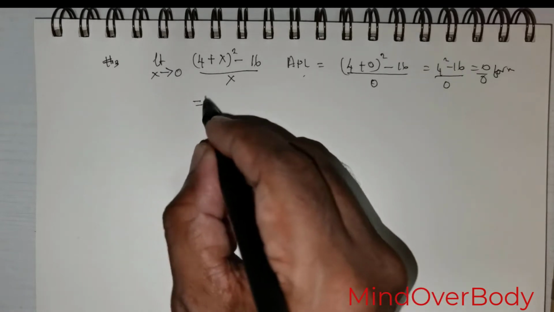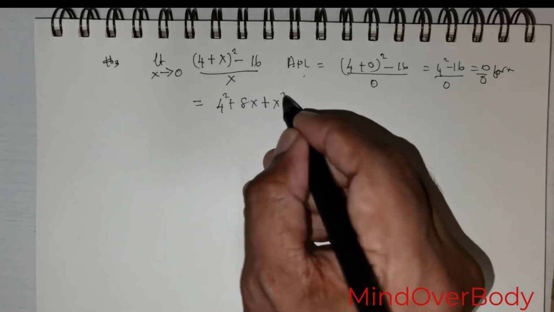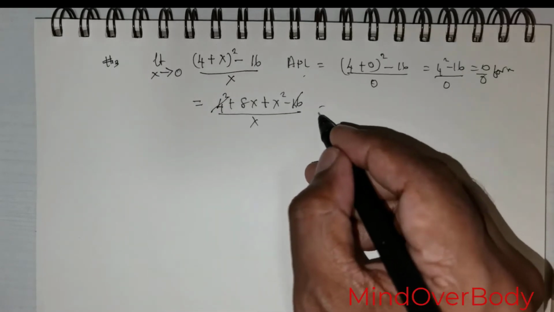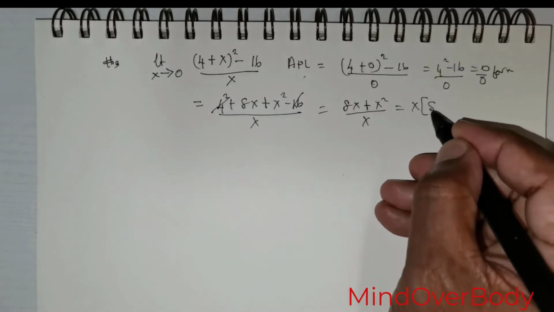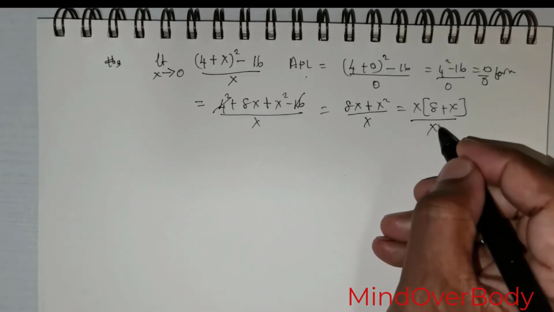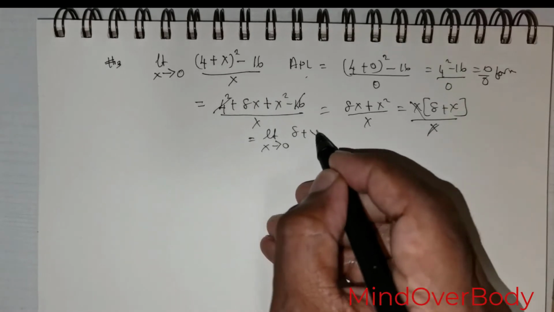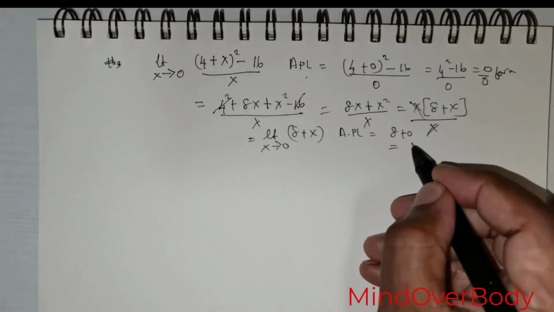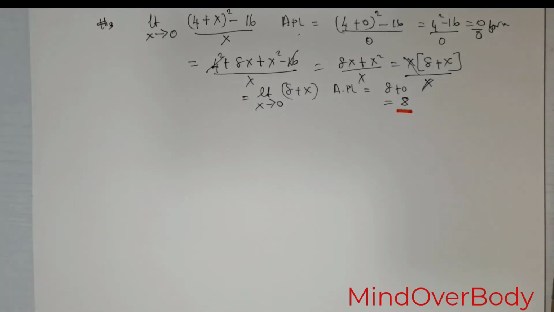So what I would do is I will expand this. So this is going to be 4 squared positive 8 times x positive x squared negative 16. Negative 16 positive 16 can be cancelled, giving me 8 times x positive x squared divided by x. Now I can take x out. That will give me 8 positive x divided by x. x and x can be cancelled. So now I get limit x tending to 0 of 8 positive x. If I were to apply limits, this is going to be 8 positive of 0, which is equal to 8, and that is the solution of the question. So we will move on to the next question.